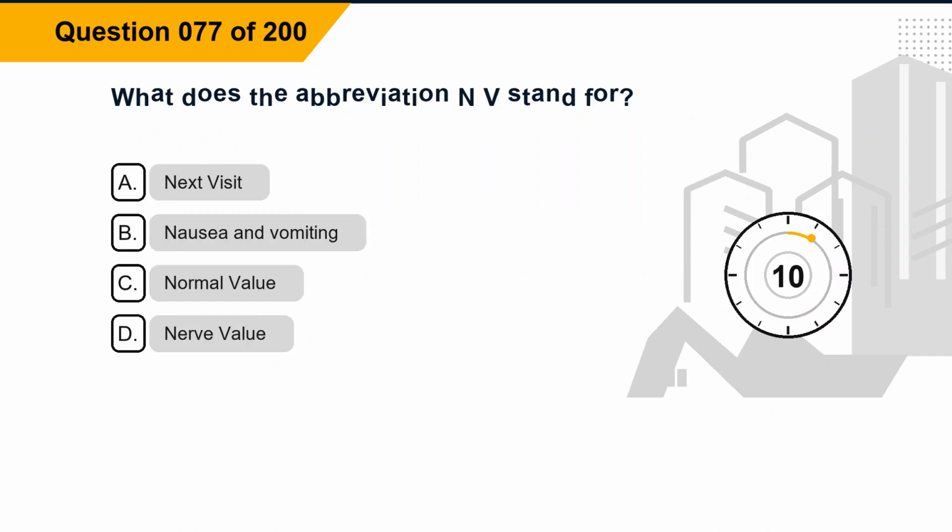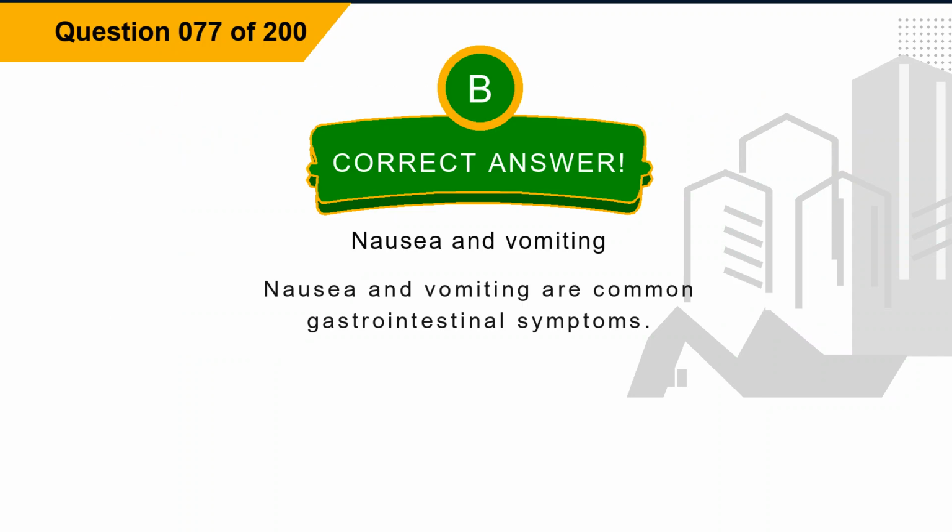Question 77. What does the abbreviation NV stand for? Option A, next visit. Option B, nausea and vomiting. Option C, normal value. Option D, nerve value. The correct answer is option B, nausea and vomiting. Explanation. Nausea and vomiting are common gastrointestinal symptoms.